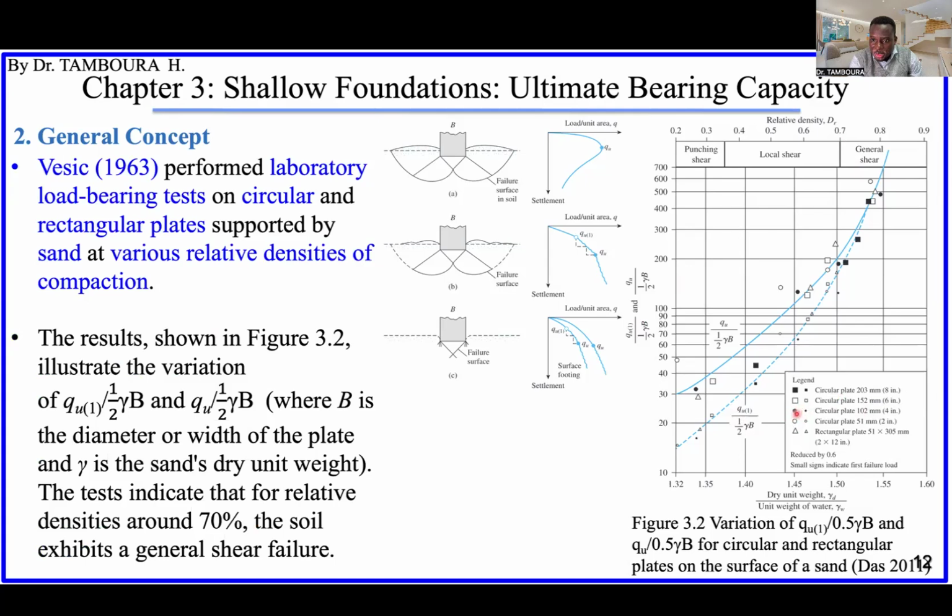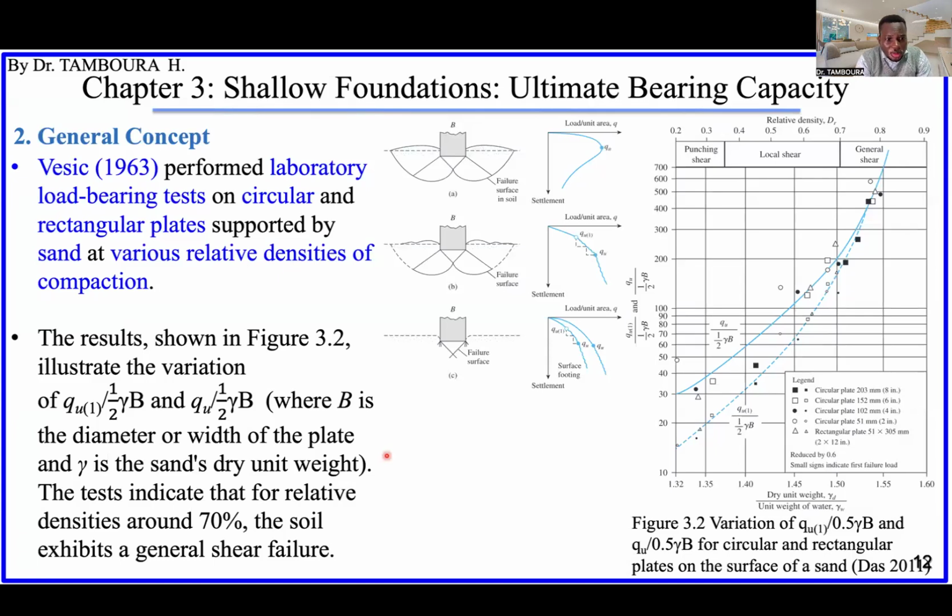The dark circular one is a circular plate with this dimension, and for the white circular one, we have a circular plate with this dimension. And these dots, the triangle ones, are a rectangular plate with this dimension. But we can obtain these trends. Very interesting.